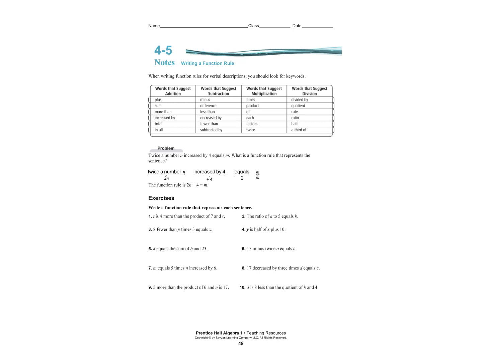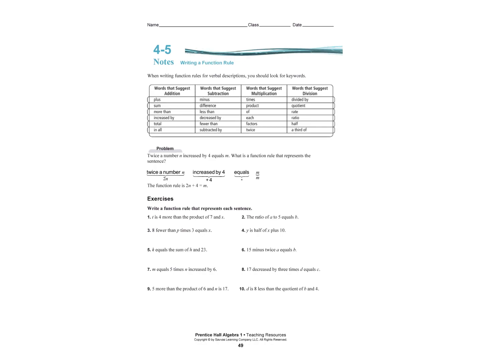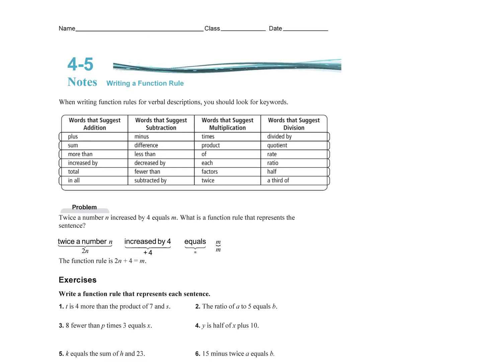So this is chapter 4, section 5. This is the first unit after your first test. So when writing function rules for verbal descriptions, you should look for keywords.